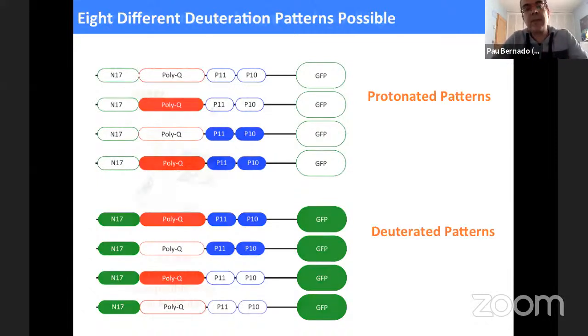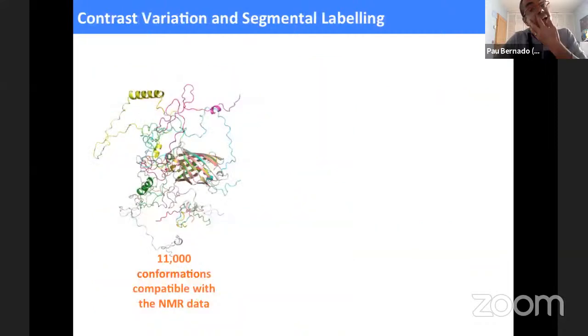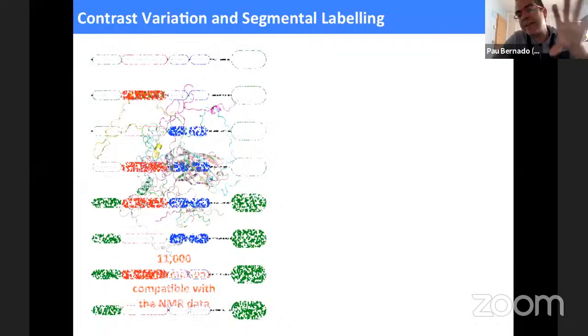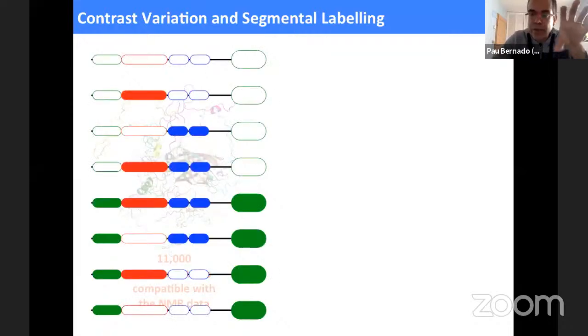Okay, so then we have the structure. We have this kind of NMR compatible ensemble of structures of huntingtin, which contains around 1,000 conformations. And we can write the scripts, in fact, that transform this ensemble. So we can adapt this ensemble to each one of the eight deuteration patterns. It's very easy. We can deuterate in silico all the amino acids that we want. This is very, very easy and cheap.